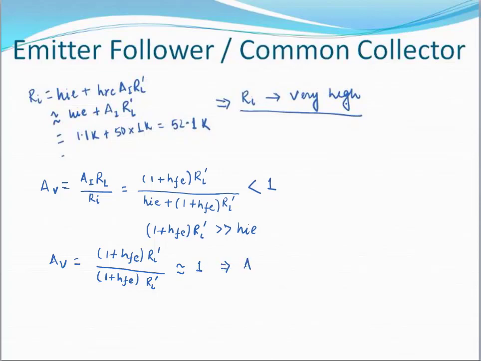That is Av is nearly equal to 1. That is Vo is equal to Vi. So here, why is the common collector called the emitter follower? Because the output follows the input, since the output voltage is approximately equal to the input voltage.